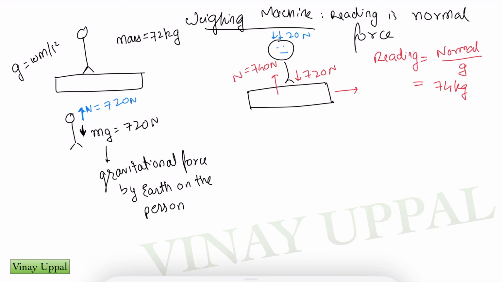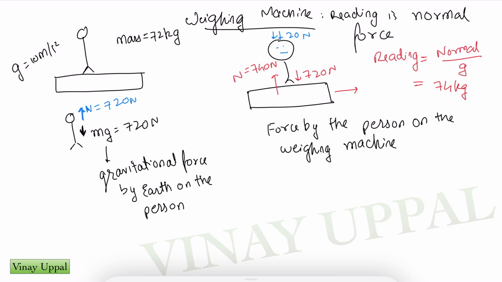If I ask you what is the force by the person on the weighing machine, is it the weight of the person? No. That is the usual misconception that students have. It is not the weight of the person, it is the force that the person is applying through his feet on the weighing machine, which is the normal force. So that will be 740 Newtons.